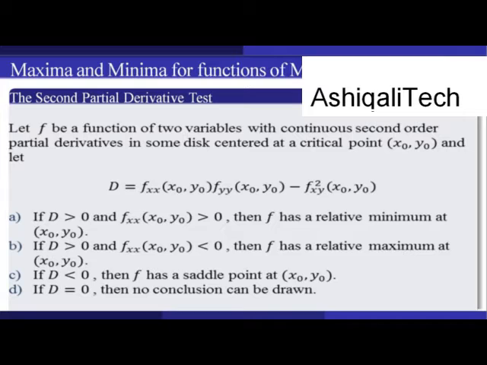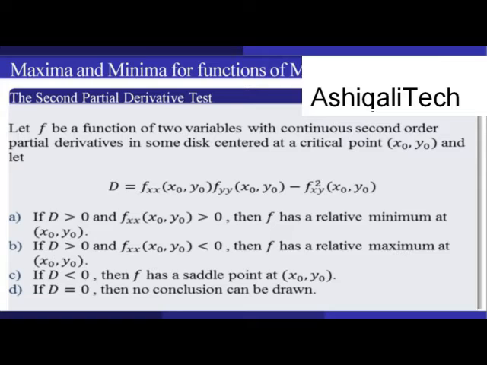Number 1. If D is positive and f_xx is also positive, then f has a relative minimum value at the point (x0, y0). Second case, if D is positive and f_xx is negative, then the function f(x,y) has a relative maximum value at the point (x0, y0).